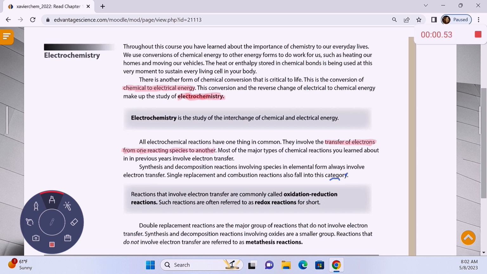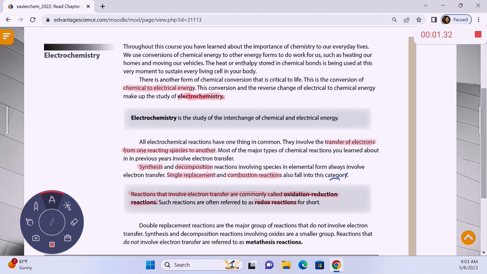Okay? And there are a couple of reactions that always involve electron transfer. Those would be synthesis and decomposition reactions. The other reactions that also fall into this category would be single replacement and combustion reactions. Okay? So when we have some sort of electron transfer between reactants, those are called oxidation-reduction reactions, and we abbreviate them as redox for short.